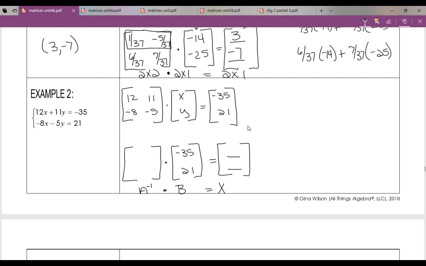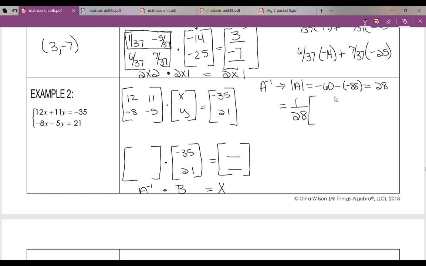So I have to find my inverse first. To calculate the inverse, the first thing we need is the determinant of the coefficient matrix. So that's 12 times negative 5, which is negative 60, minus negative 88, which ends up being 28. To keep going with that, I have 1 over 28.